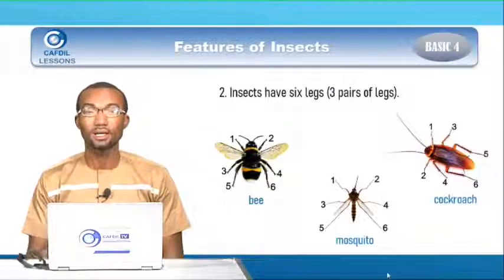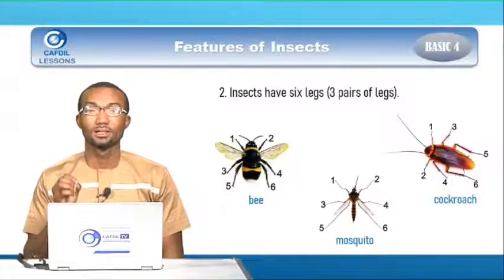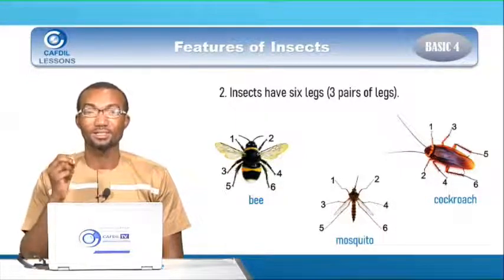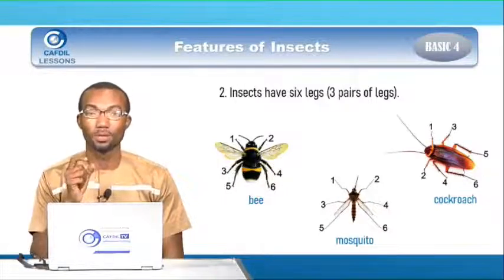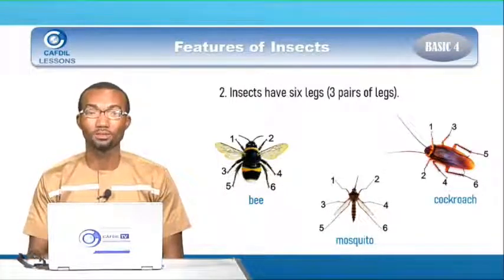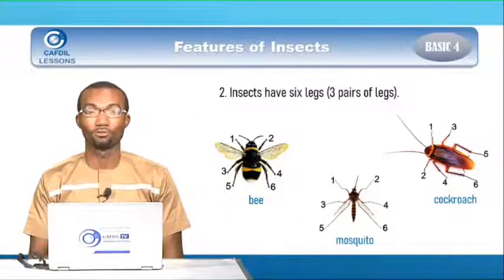So insects are animals that have 6 legs. And we can also say 3 pairs of legs. A pair means 2. So 1, 2 is 1 pair; 3, 4 is 2 pairs; 5, 6 is 3 pairs. So either you say 6 legs or 3 pairs of legs.